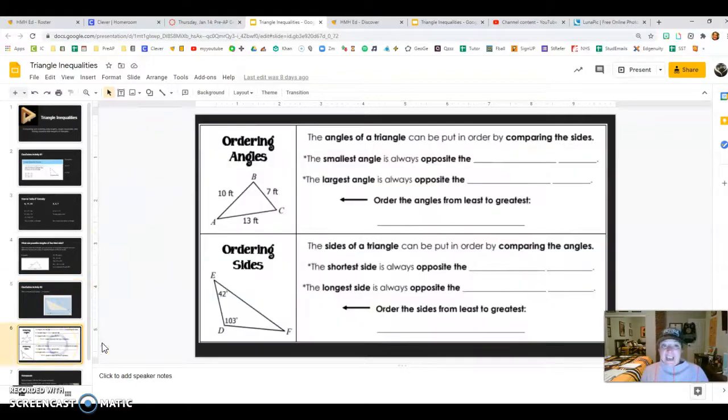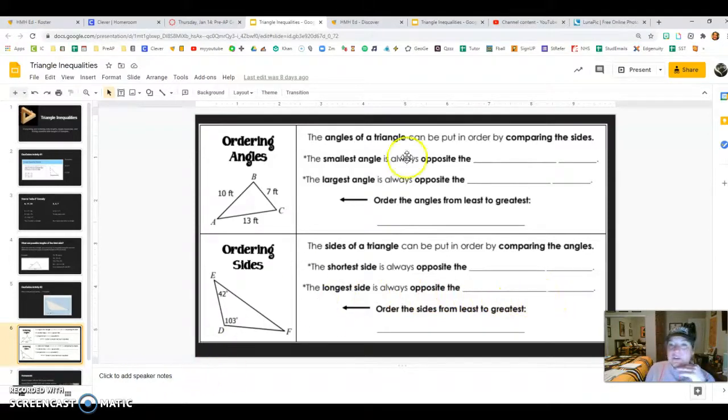You're going to discover, and so you can kind of fill in these blanks, that the smallest angle is always opposite the smallest side. The largest angle is always opposite the longest side. And the same thing: the bigger the angle is, the longer the opposite side is going to be. If you know that that side is super long, then that angle is going to be super big. So ordering when you put the sides in order, the shortest side is always opposite the smallest angle. The longest side is always opposite the largest angle.